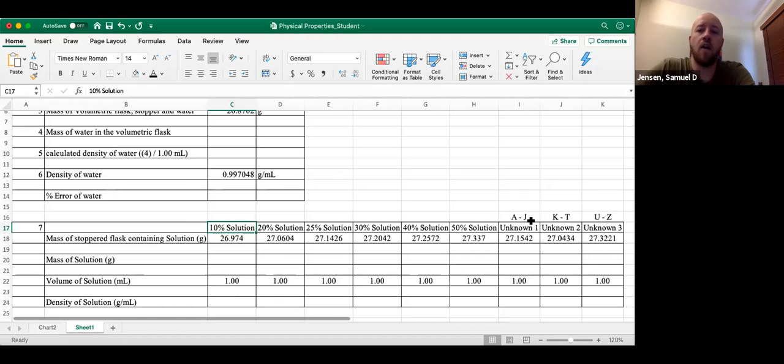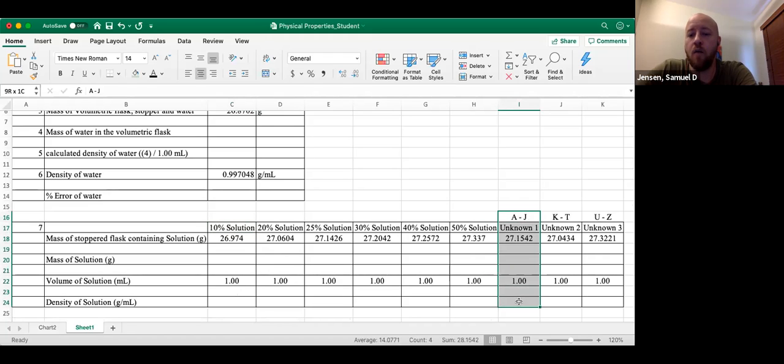All right, so how do you know which unknown you have? Now I've put 3 unknowns in here. So here's how you're going to do it. If your last name starts with an A through the letter J, you will use unknown number 1. That is your unknown. If your last name begins with a U through a Z, unknown number 3 is your unknown. If your last name starts with a K through a T, unknown number 2 is your unknown.